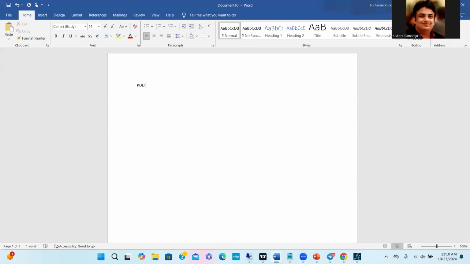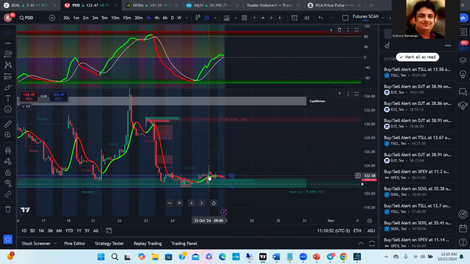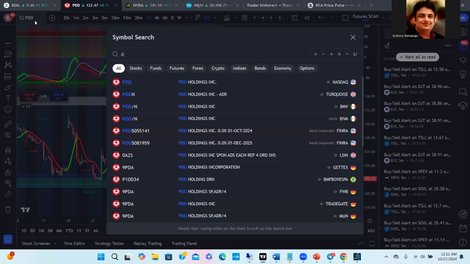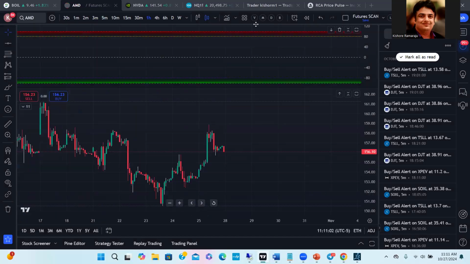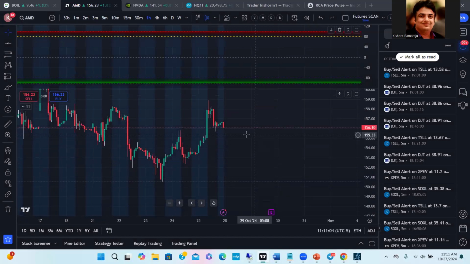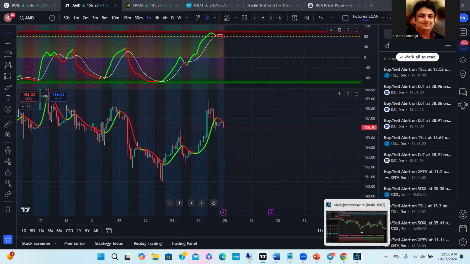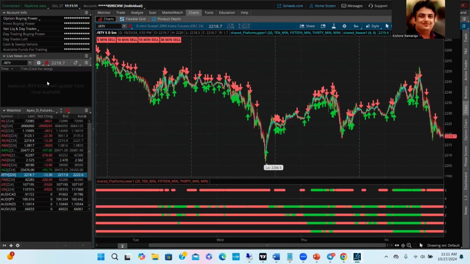So let us say PDD is bullish, right? If somebody is new, what do you mean by bullish? Basically, if you think the stock is at a lower price and it will go up, that means you are bullish. If you think some stock is already at a higher price and it will go down, that means you are bearish about the stock, right?